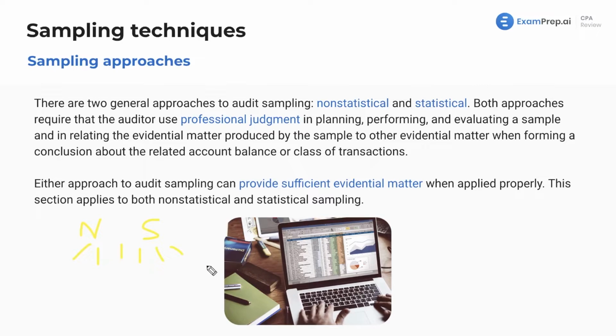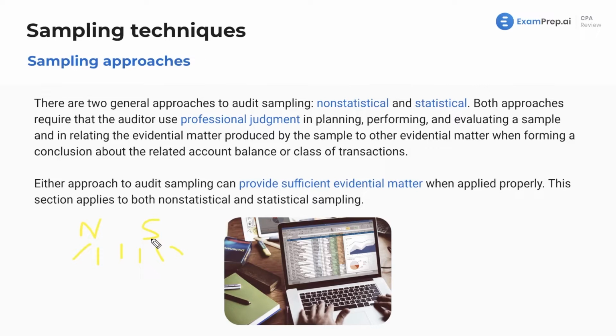We'll talk about the methods in a bit, but these are the two overarching approaches on how to conduct the audit sampling, the testing. Both do require that the auditor use professional judgment, and even the stat sampling, even though that's done by calculations, formulas, computers, mathematics, it's still up to you as the auditor to make the judgment call. You can't fully trust the computer, the formula, whatever the math says. You need to double check it yourself.